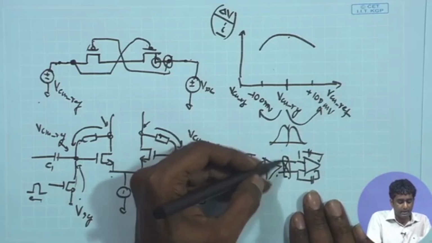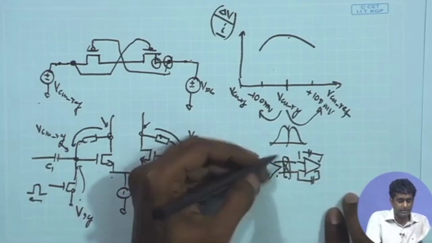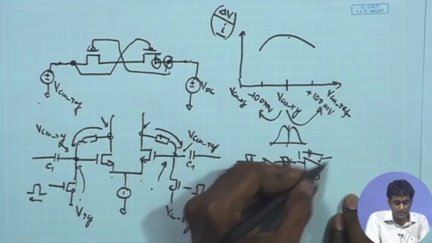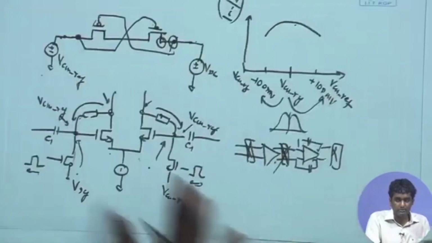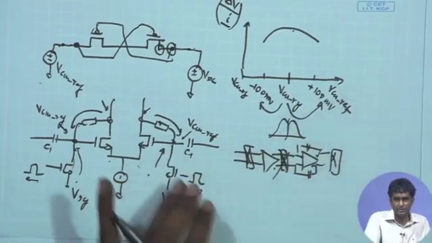In many cases it may happen that you do not apply the chopper after the first stage, but rather apply the chopper directly after the second stage only. That may also happen. In that case, both the amplifiers are basically processing high frequency signals.